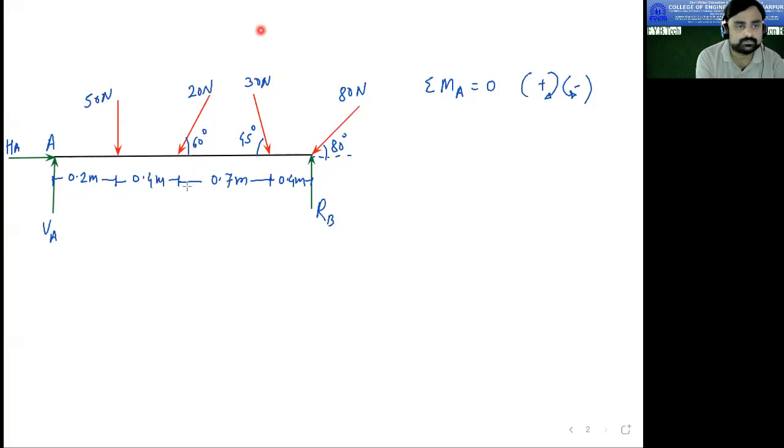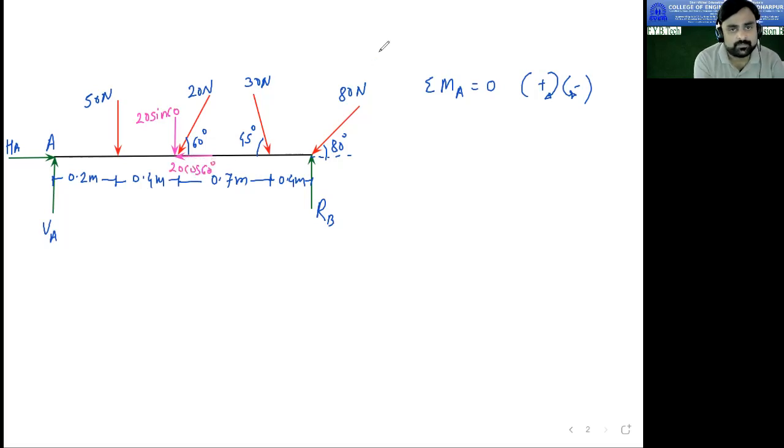So I will draw one line parallel to X, in this way, and another line parallel to Y. I should draw these two lines in such a way that your main resultant force comes in between these two. This we have already studied. So this will become 20 sine or cos? Sine. This is 20 sine 60. And this is 20 cos 60.